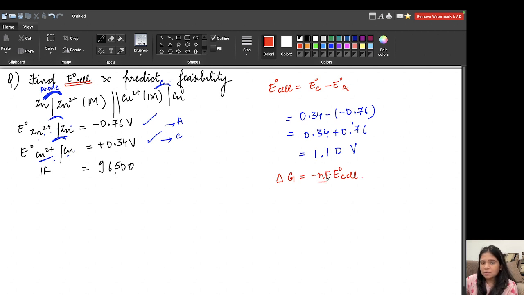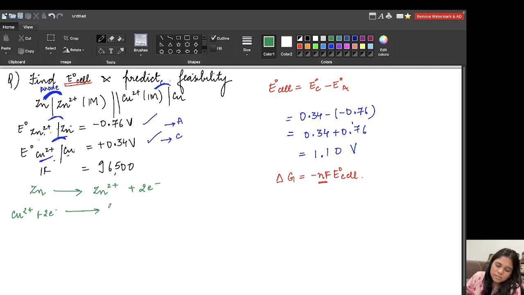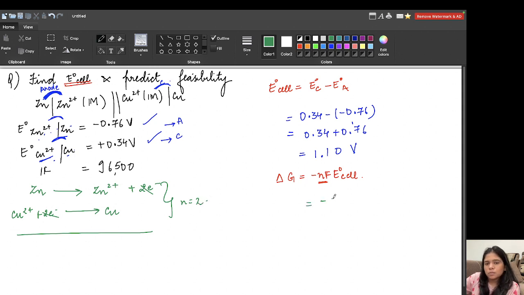How do we find n? n means the number of electrons. So just write the cell reactions here. What will be the cell reaction? Zn giving you Zn2+ plus 2 electrons. Cu2+ is accepting 2 electrons to give you Cu. So can you see the total number of electrons is 2? So here your n will be equal to 2. So this will be minus 2 times 96500 multiplied by 1.10. So when you solve this, the final answer will be negative. So that means the cell is feasible. Yes, the cell is feasible.